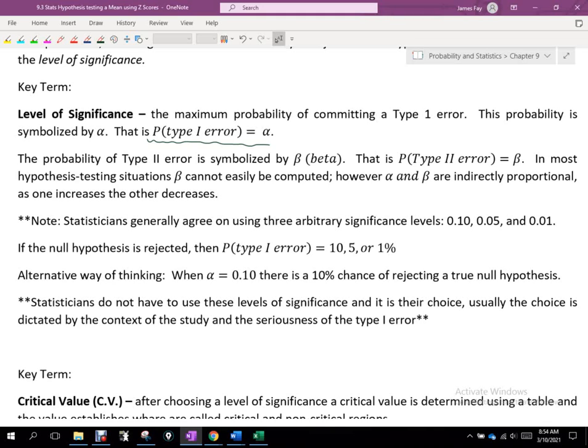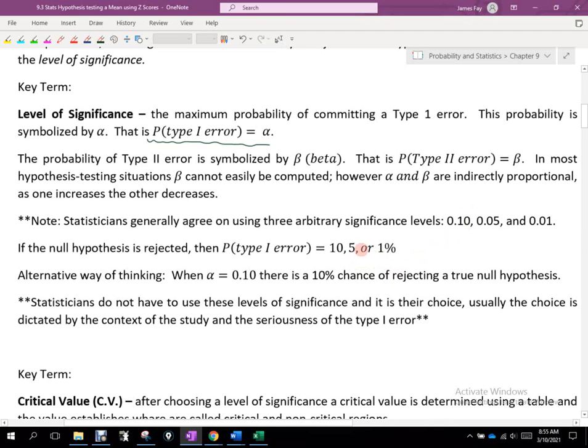Because those then relate to 90% confidence level, 95% confidence level, and 99% confidence level. It says if the null hypothesis is rejected, then the probability of type 1 error would be 10%, 5%, or 1%. So that's when we reject something. If the null hypothesis is rejected, then type 1 error, rejecting something that we should have accepted, is 10%, 5%, or 1%.